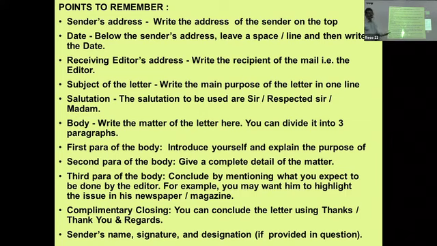Then will come the complimentary clause, thanking you. Then the subscription, that is yours faithfully, yours truly, yours sincerely, and so on. And last will be the person who is writing the letter. His name we write in the exam. We call it the signatory. So this is the way the letter has to be written. And how it should look, I'll just try to tell you.